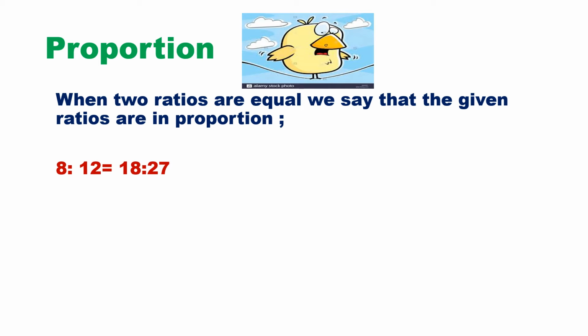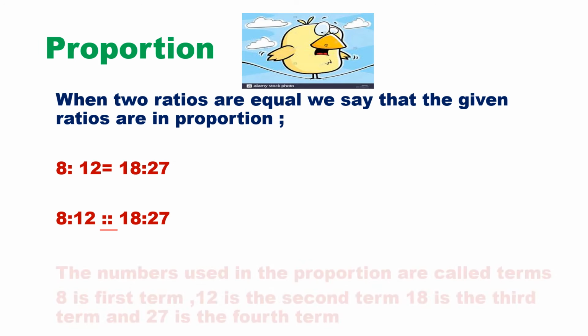So when two ratios are in proportion, we can either write it with an equal to sign, or we can also represent it by putting two colon signs. So 8 is to 12 is to 18 is to 27. That means these two ratios are in proportion. So this is how we write it. Either you can write 8 is to 12 is equal to 18 is to 27, or you can put two colon signs here. So it will make the ratios in proportion.